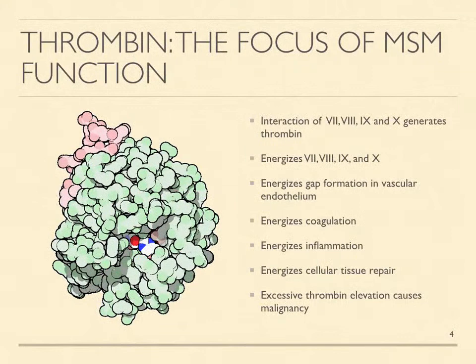Hemostasis is optional, but tissue repair is essential. Coagulation cascade enzymes generate thrombin to energize tissue maintenance and repair, and clot formation is merely the first step in an orderly sequence of repair activity that restores tissue structures and function. Small amounts of thrombin generated by factor 7 is essential for the activities of factors 8, 9, and 10, which generate additional quantities of thrombin that energize all MSM activities.